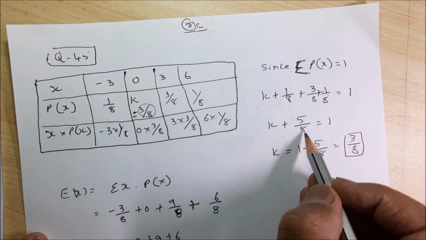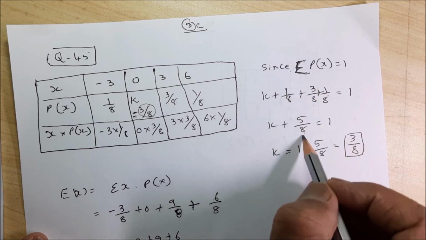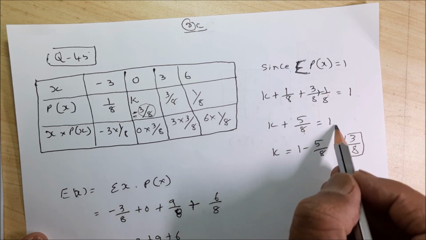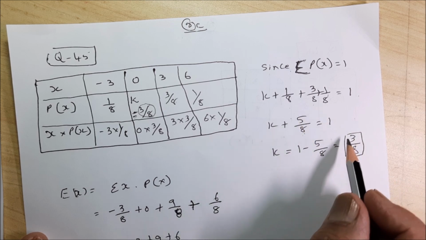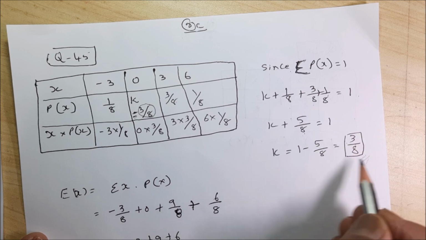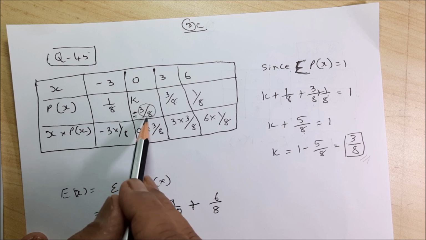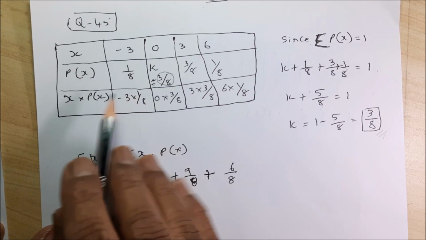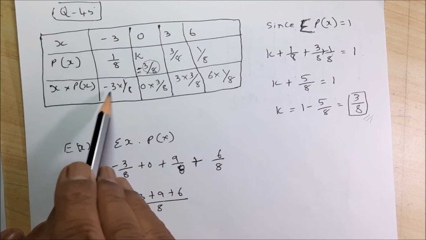Then if you take the LCM, it becomes 8. So 3 plus 1 is 4, 4 plus 1 is 5. So 5/8 plus k is equal to 1. Then k is equal to, transferring this 5/8 to the RHS, 1 minus 5/8 is equal to 3/8, right? So the answer here is 3/8.